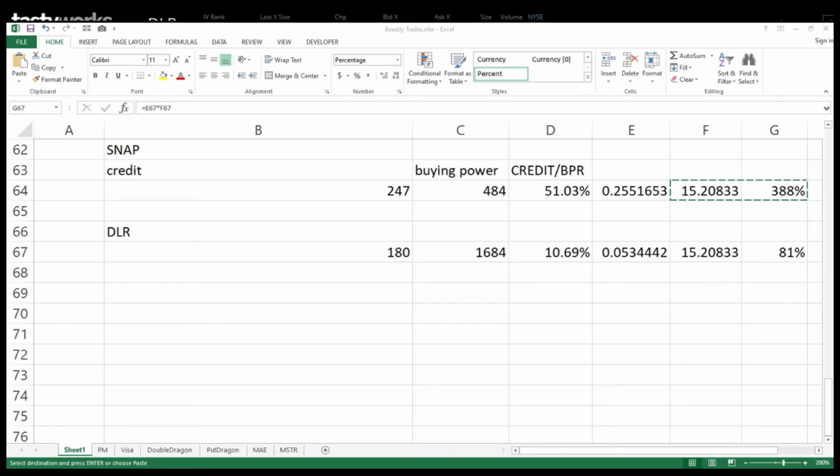Technically, you could adjust the strikes however you want. This will probably give me close to maybe, is that right? 100.